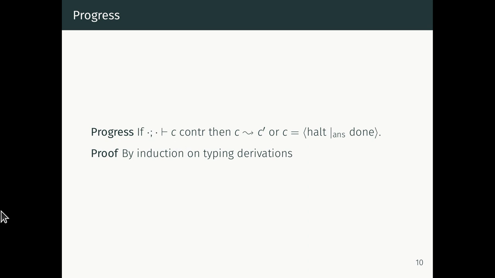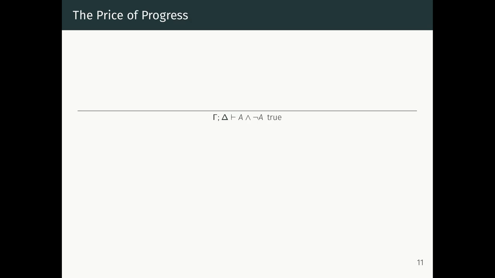Okay, so was that complete success? Well, no, not quite. So the addition of the answer type, which has both a proof and a refutation, has disastrous consequences for the logical interpretation. So in particular, we'll be able to prove using halt and ants that A and not A is true. So now we're going to prove that the logical interpretation of classical logic has become degenerate. Okay, so how do we prove A and not A is true? Well, we have to prove A is true and we have to prove not A is true.